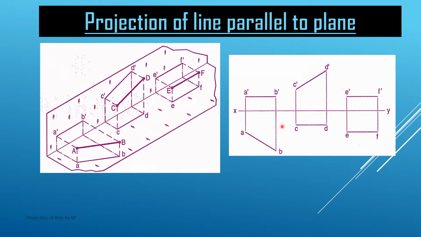If we draw them on the two-dimensional sheet, we have the XY line. In the XY line, A dash, B dash, and AB are the projection of this line in the first case when it is parallel to HP. In the second case, the projection is C dash D dash in the VP and CD on the HP when the line is inclined at an angle of theta with the HP and parallel to VP. The third case, E dash F dash and EF are the projections of the line when it is parallel to both the planes.